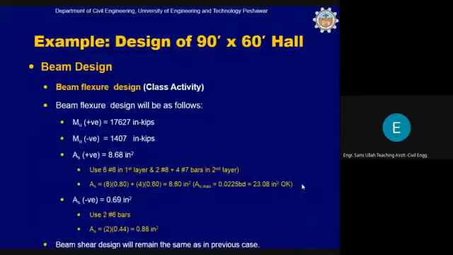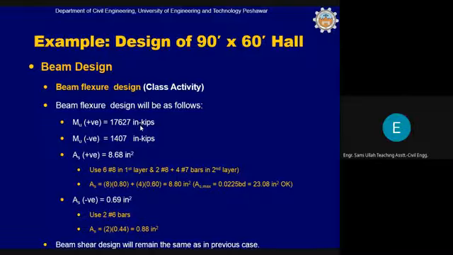Okay, we will just quickly go through the beam flexure design. Because we have already designed the beam for positive bending moment, so it is not difficult. You have positive bending moment, so you already know the steps of design for positive bending moment. First of all, you will have to determine the effective width of the beam, which you have already determined in the previous case. It will remain the same.